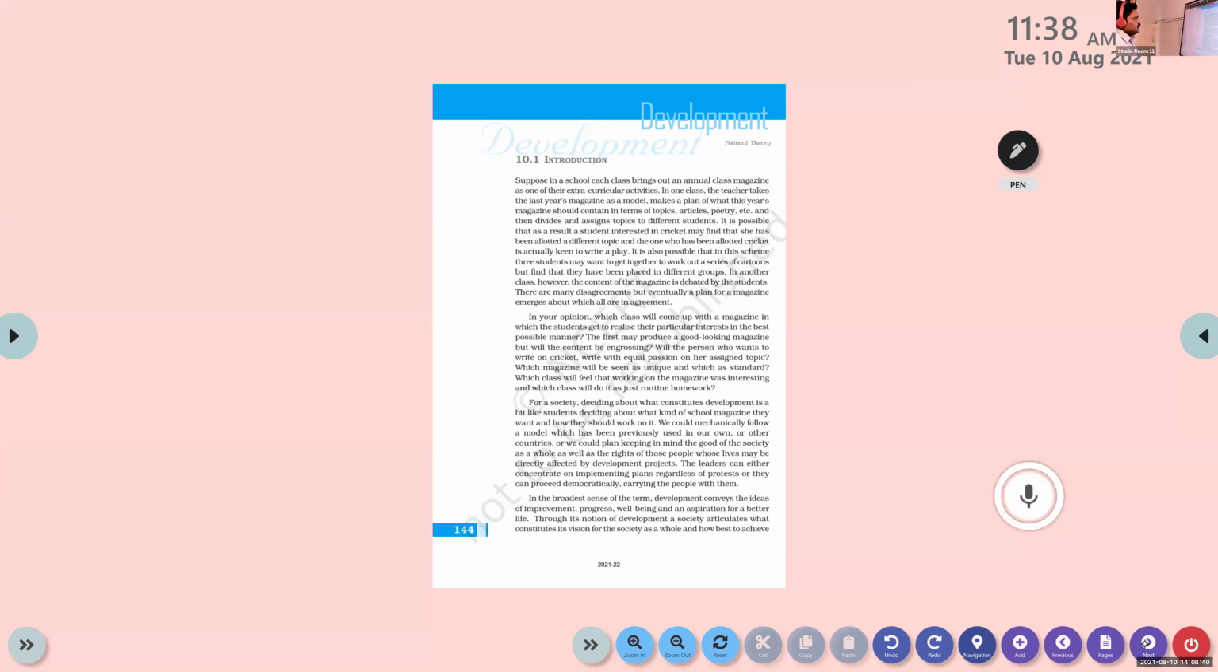Let it be. Here it is not only about the certificate or only completing the task. You want to complete it for the future, something you have to enjoy in the future. The first may produce a good-looking magazine, but will it have the content of an engrossing novel? Will the person who wants to write on cricket write with equal passion on his assigned topic? No, impossible, right? You basically like to write about cricket, but what he got is to write a poem. You cannot do that. Which magazine will be seen as unique and which as standard?